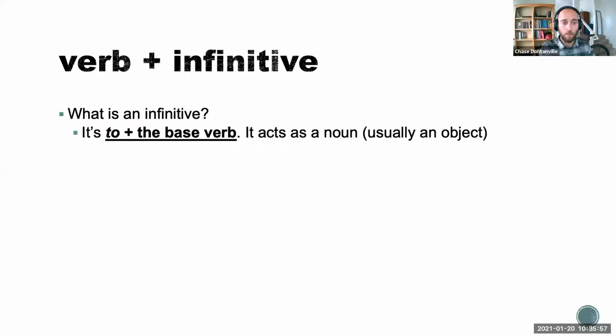Infinitives are to plus the base form of the verb. It acts as a noun, usually an object. So to play, to study, to run. Okay, these are all infinitives because you have to and the base form of the verb. To sing, to laugh, to cry. All of these are infinitives.